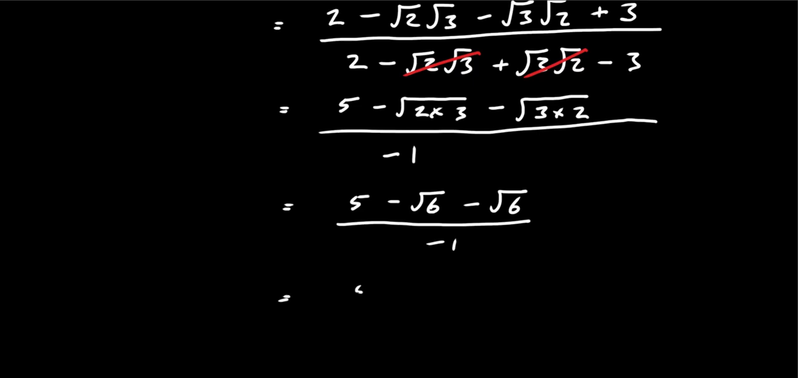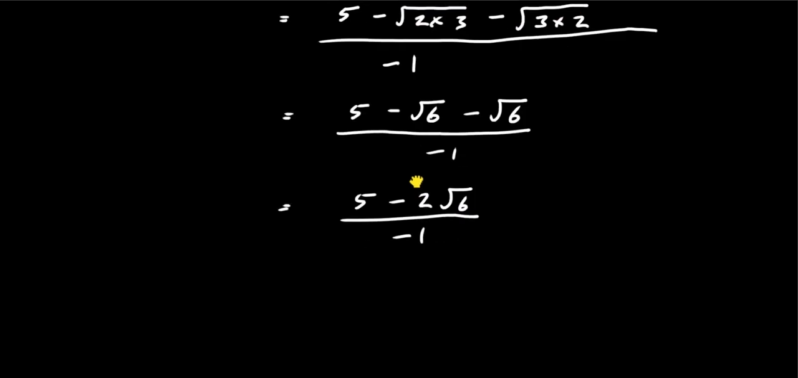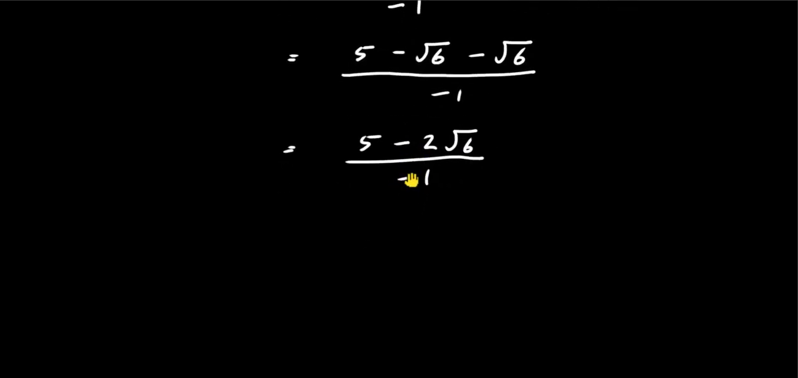So on the top, we've got 5. We've got minus 1 root 6, minus 1 root 6. That's minus 2 root 6s. And on the bottom, we've got minus 1. So that's really it. But I'm just going to, again, get rid of this leading minus here by doing what we did in the previous example. I'm going to multiply the top and the bottom by minus 1.